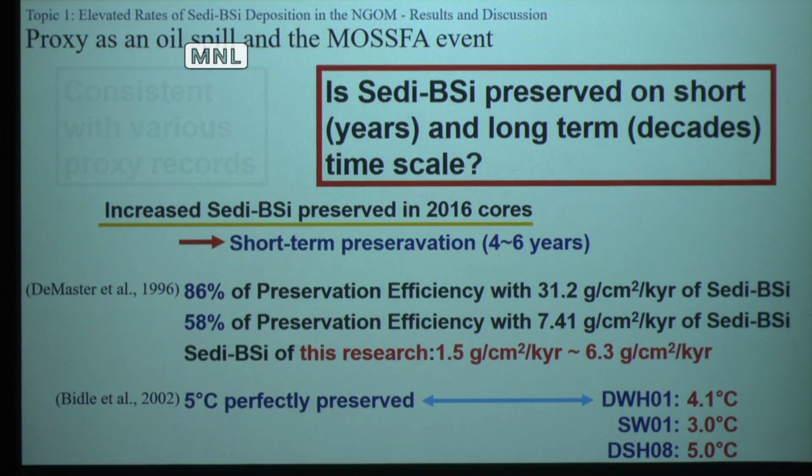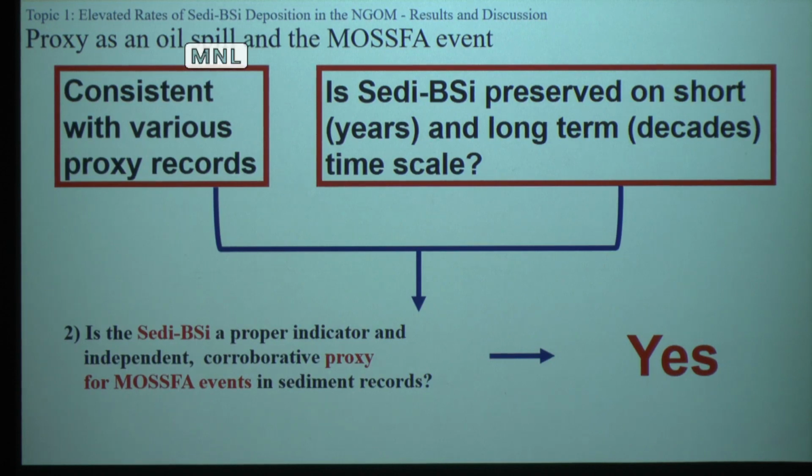Also, the Demaster et al. 1996 paper talks about the preservation efficiency of sedimentary biogenic silica depending on its accumulation rate. In this study, the sedimentary biogenic silica accumulation rate varies from 1.5 to 6.3 gram per square centimeter per 1,000 years. And the Biddle et al. 2002 paper reports sedimentary biogenic silica was almost perfectly preserved under 5 degrees Celsius, and the bottom water temperature of our research site was 3 to 5 degrees Celsius. So it is expected that the sedimentary biogenic silica could be preserved. So I can say yes for question 2: is the sedimentary biogenic silica a proper indicator and independent corroborative proxy for the MOSFET event?